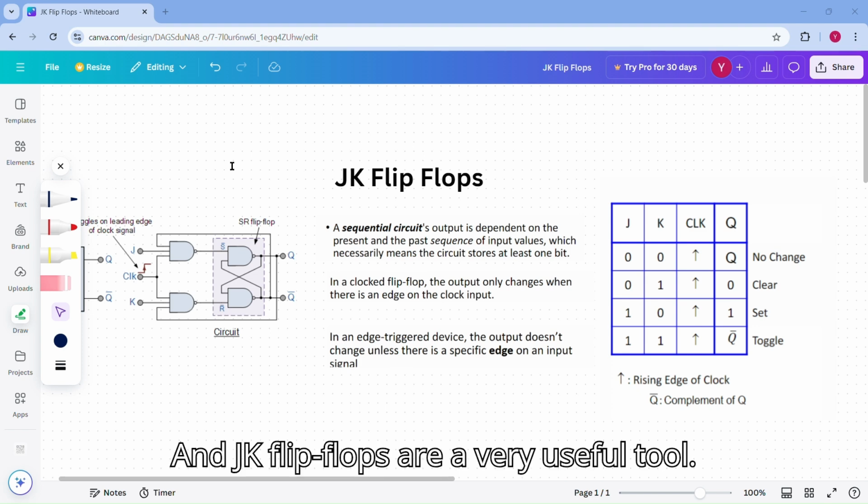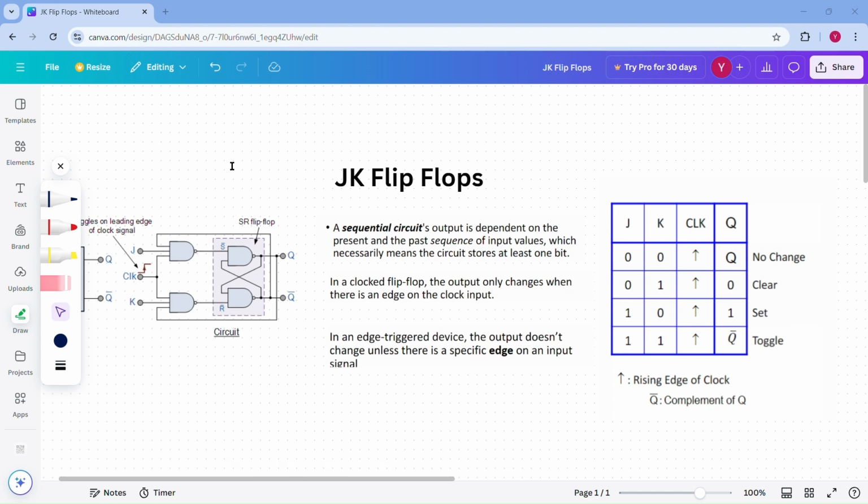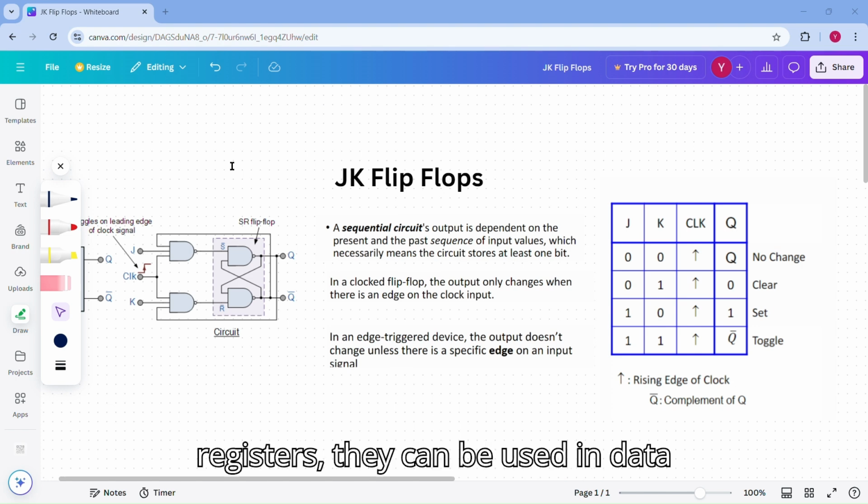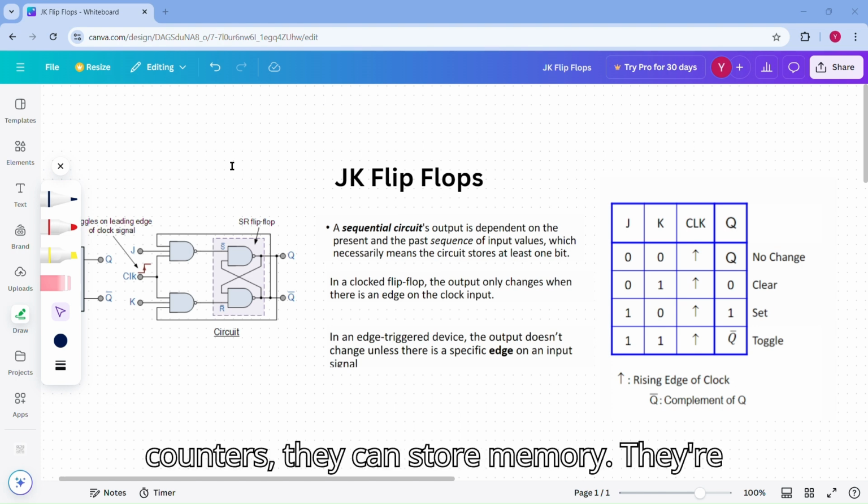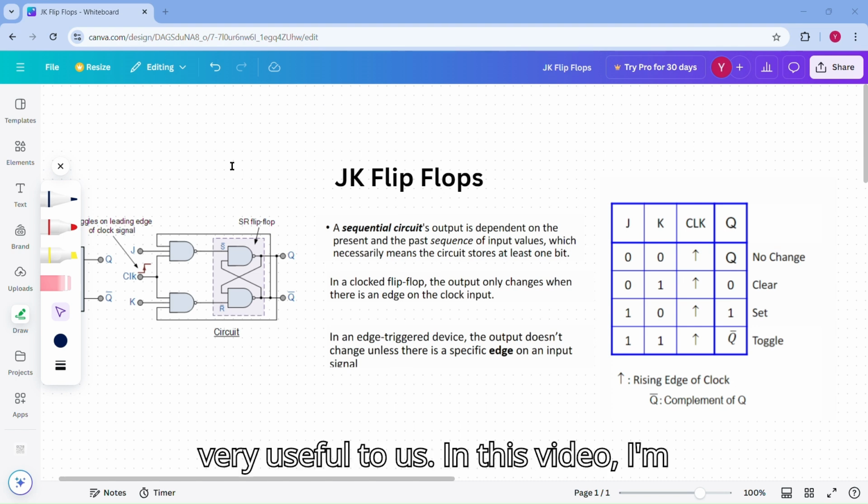JK flip-flops are a very useful tool. They can be used in shift registers, they can be used in data counters, they can store memory. They're very useful to us.